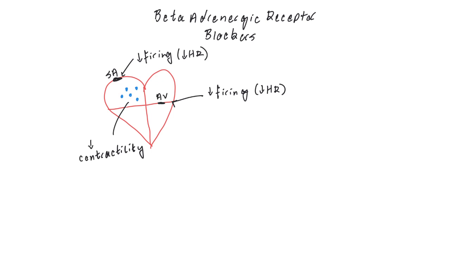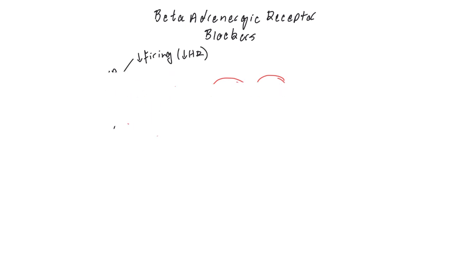But like I said, here we are very interested in the rate control action of beta blockers. So we're worried about decreasing firing of the pacemakers and decreasing the action potential that travels throughout pacemakers, so generating electricity and carrying electricity. We basically want to reduce the speed of those things to reduce the heart rate.